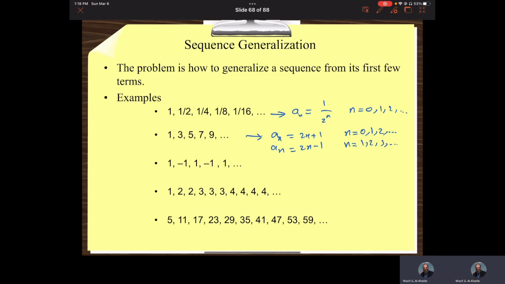Let's say an equals n plus 2, right? What will it give you when n is equal to 1? And when n is equal to 2, it doesn't work, right? Okay, next one. Minus 1 to the power n, when n starts from 0. Okay. Next.